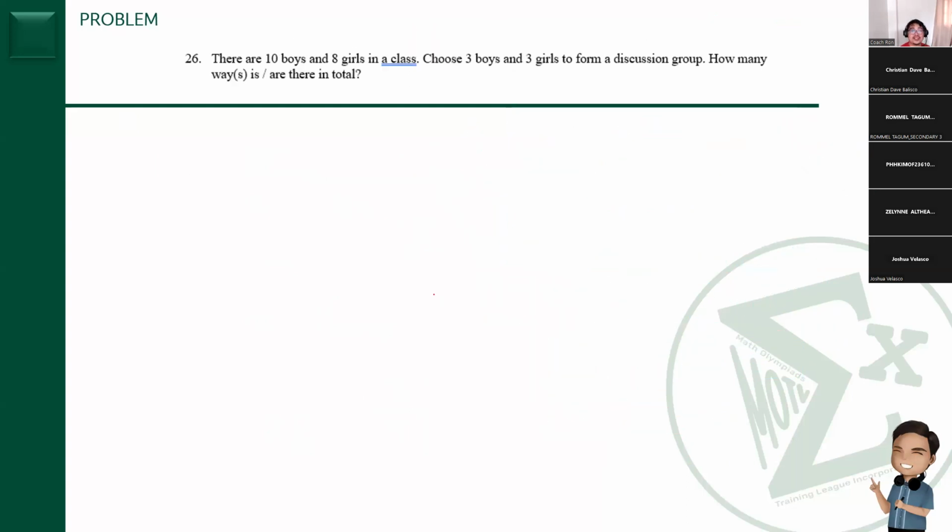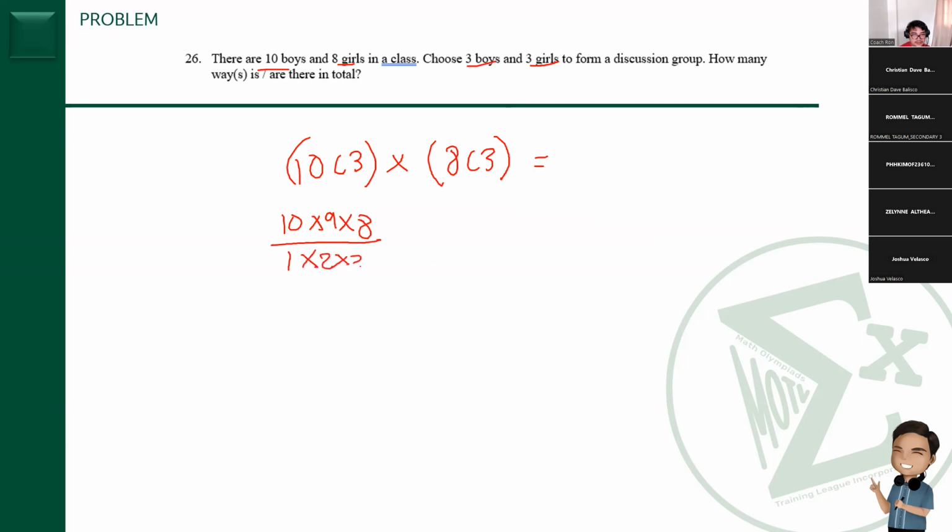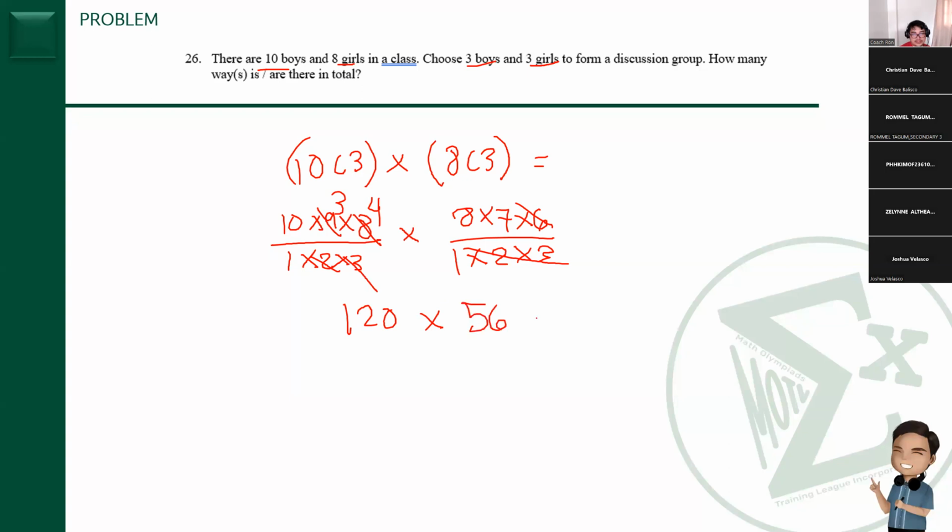Next up. 10 boys, and I'm going to pick 3 boys, and 8 girls, and I'm going to pick 3 girls. So 10 choose 3 times 8 choose 3. A bit easy on this one. Let me show you how we get the combination: 10 times 9 times 8 over 1 times 2 times 3, times 8 times 7 times 6 over 1 times 2 times 3. We're going to do it the long way around, maybe you're not too familiar with it yet. That's 120 times 56. Our final answer would be 6,720.